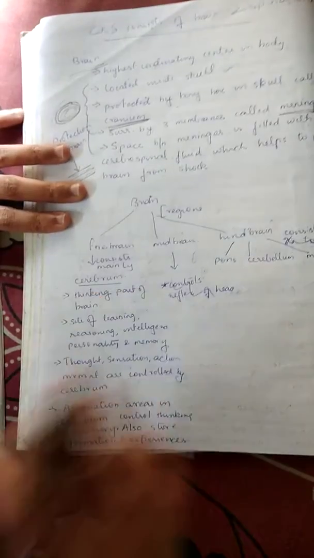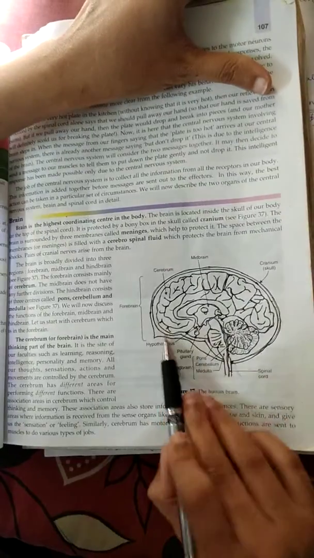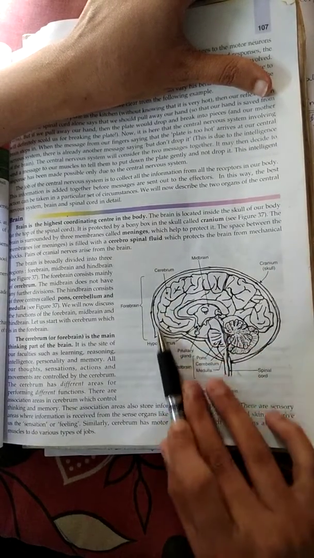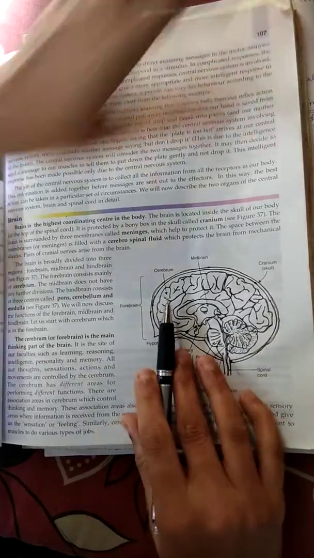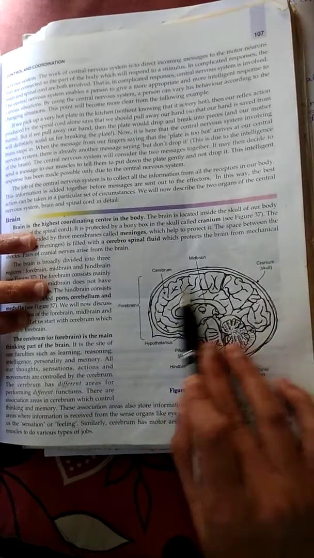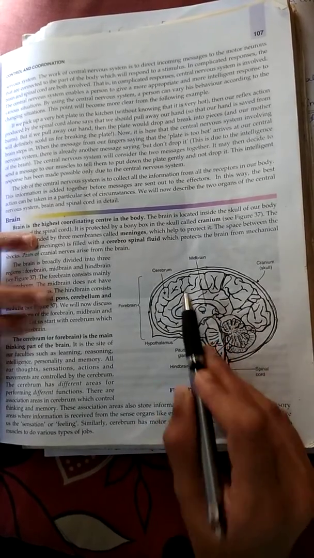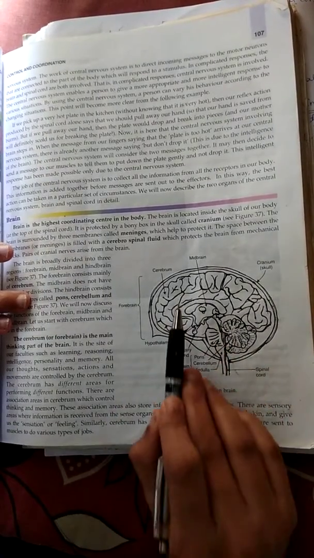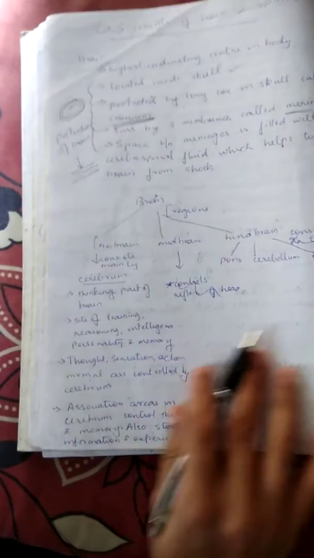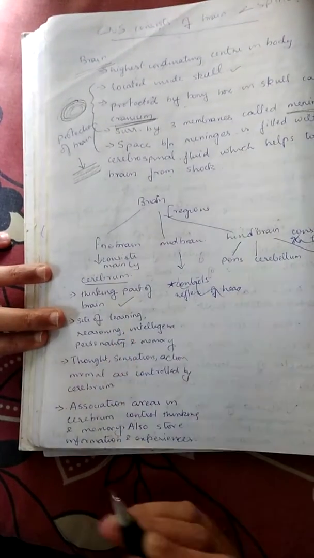Now, the cerebrum is the largest part of the brain, as well as the main part of the brain. It is also known as the forebrain. This is the thinking part of the brain. So what does the cerebrum do? It helps us to think.